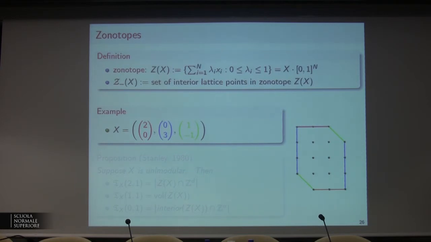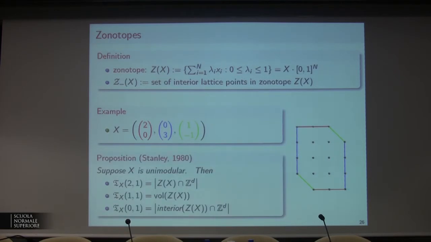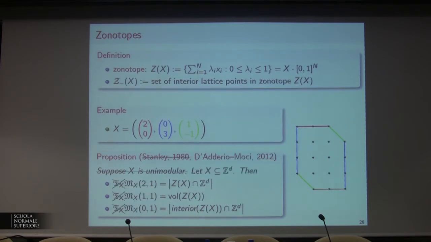It has lots of nice properties. And you might know this result of Stanley saying that the number of integer points in this zonotope, the number of interior lattice points, and the volume of this zonotope are all evaluations of the Tutte polynomial under the condition that this is unimodular. And there's a more recent theorem by Dahmen-Micchelli, which tells us that we can get rid of this condition of unimodularity if we take the arithmetic Tutte polynomial instead.